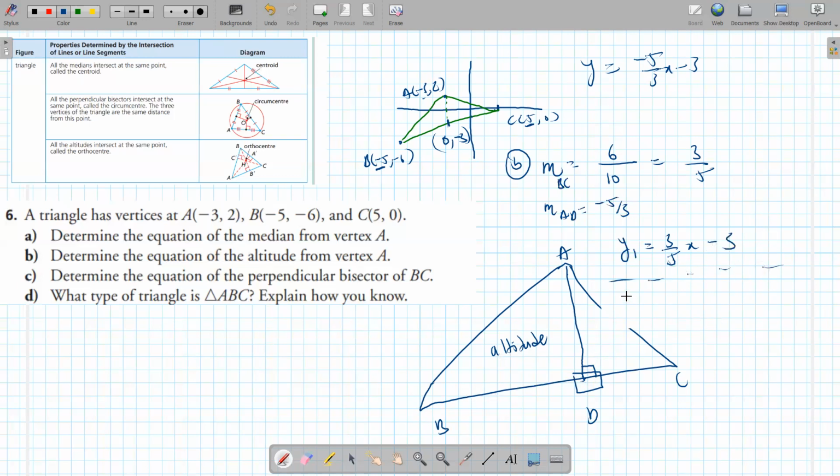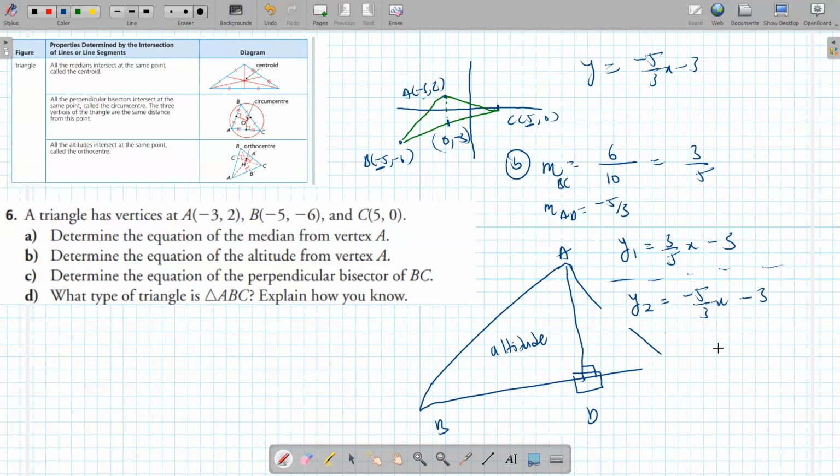Similarly, we're going to find the equation of line AD. We know the slope is negative 5 over 3, right? We're trying to find the b value. We have no idea what D is, so we must plug A in here. So y becomes 2, negative 5 over 3 times negative 3 plus b. This will be positive 5 plus b equals 2. B is minus 3, okay? So there you go.